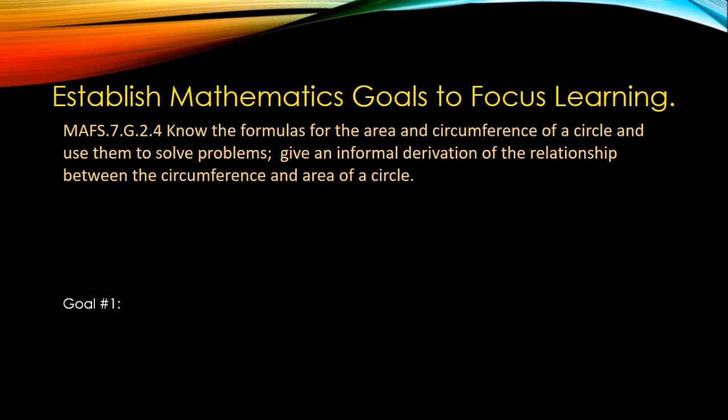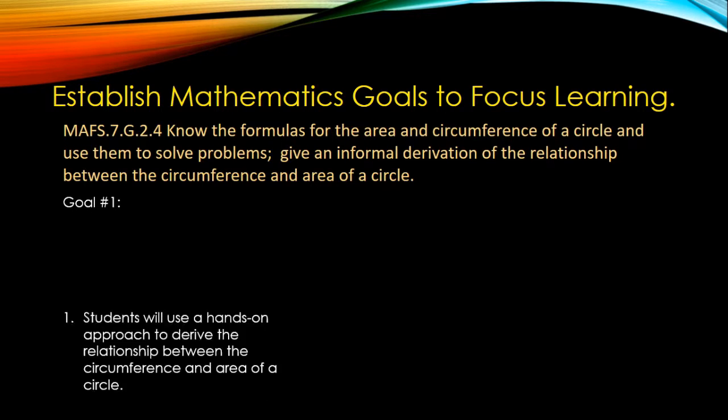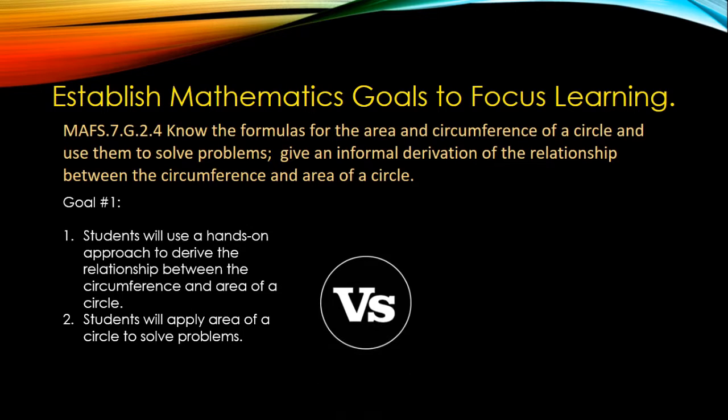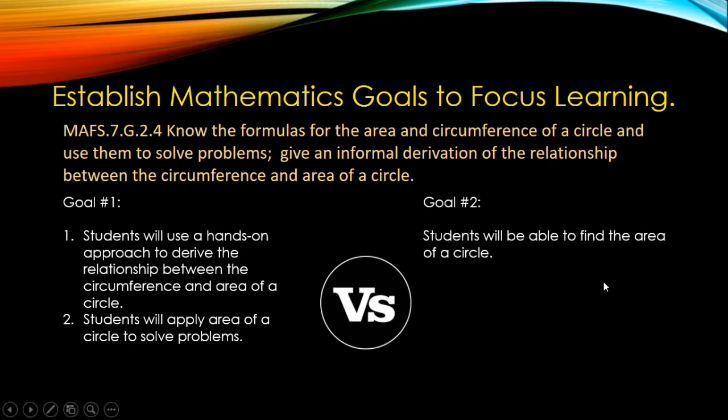Now let's take a look at goal number 1. It has 2 parts. The first part of the goal says students will use a hands-on approach to derive the relationship between the circumference and area of a circle. The second part says students will apply area of a circle to solve problems. Now let's take a look at goal 2. Goal 2 says students will be able to find the area of a circle. Both of these goals fall under this standard.